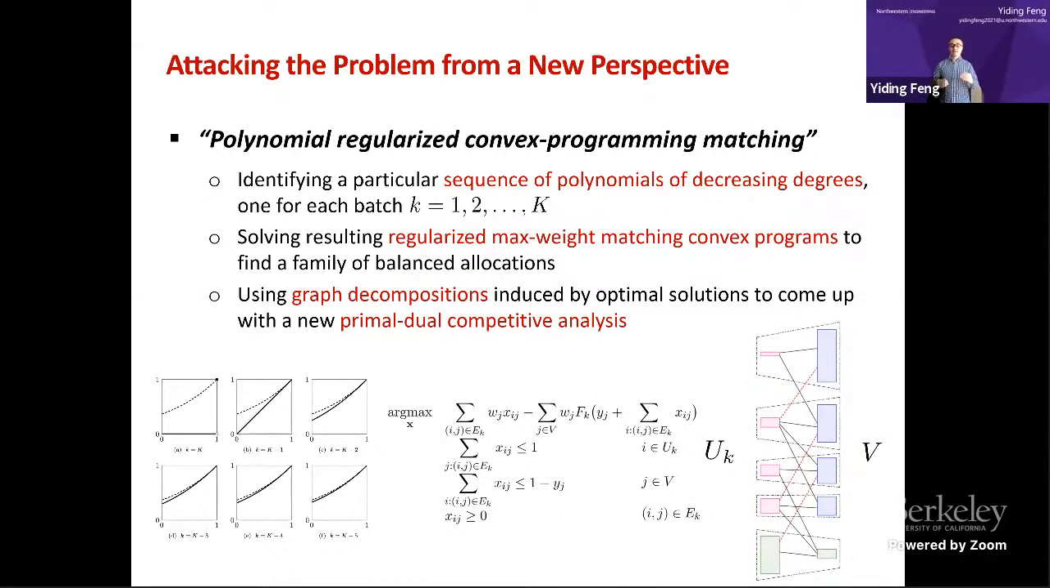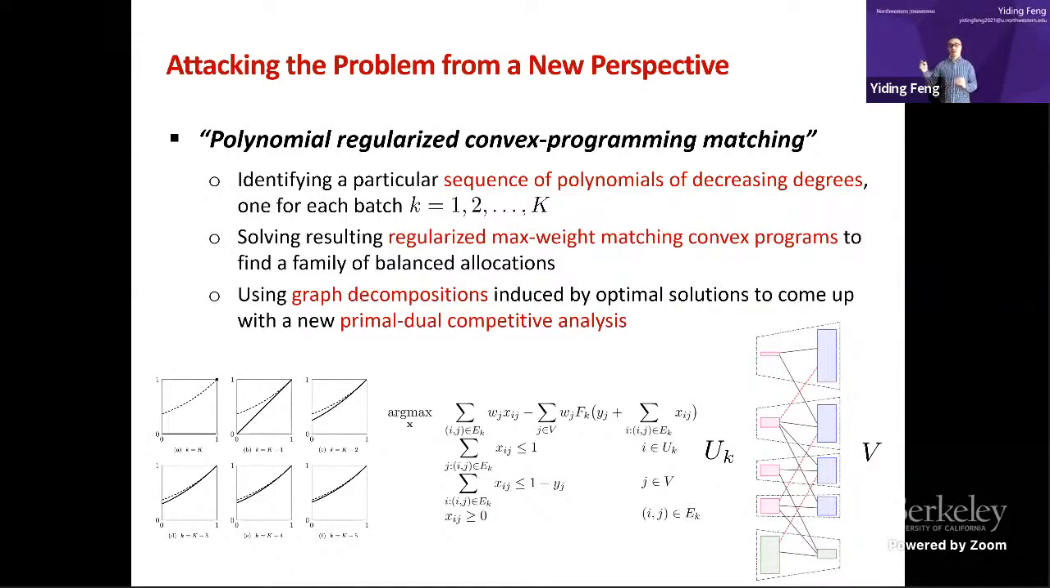And at the end, to show that this algorithm attains the optimal competitive ratio, we will consider the KKT conditions of those convex programs. And those KKT conditions will induce a graph decomposition, which we will use to build up a primal dual analysis. Specifically, for the dual assignment we construct in those analyses, we will be using the properties of our graph decomposition. In other words, they will be inspired by the KKT conditions of our convex program. And in this sense, the convex program we study in this paper provides a new interpretation for the classic primal dual analysis in the classic online bipartite allocation with vertex arrival.